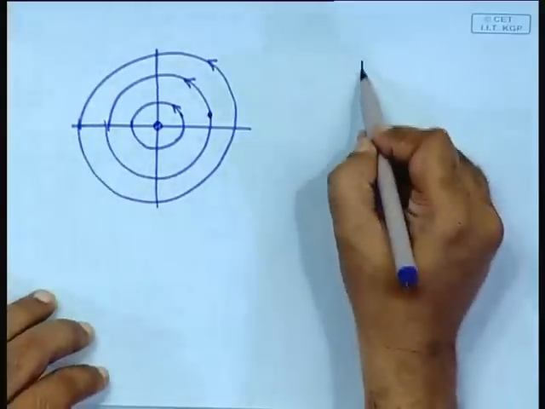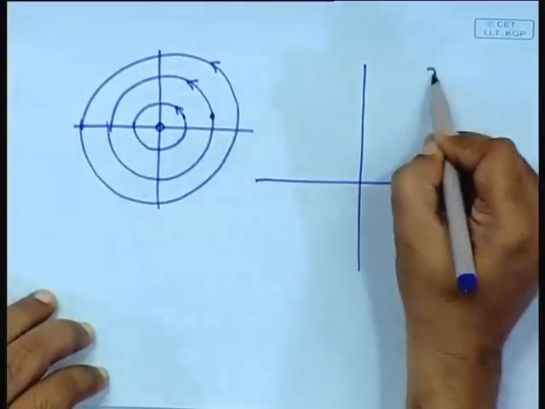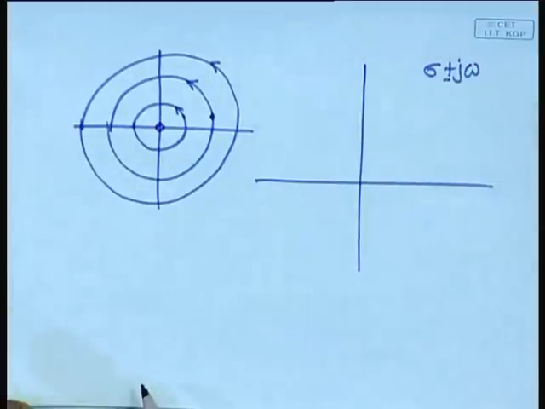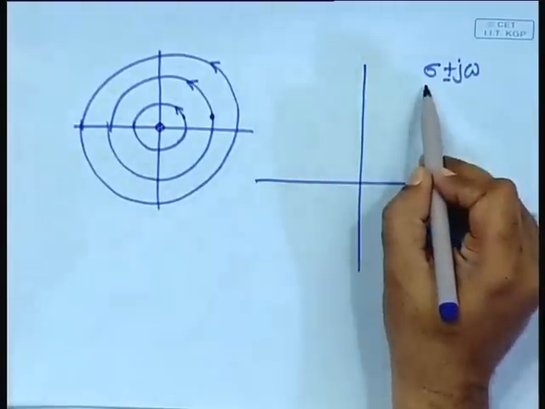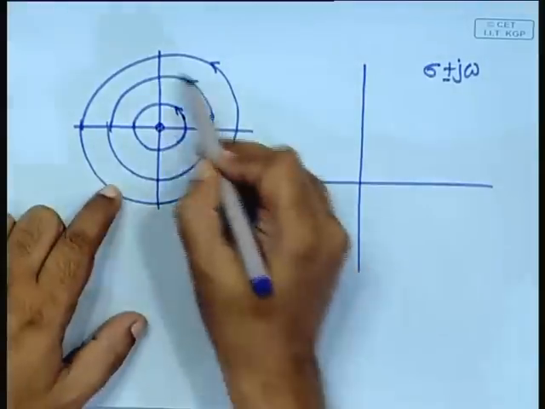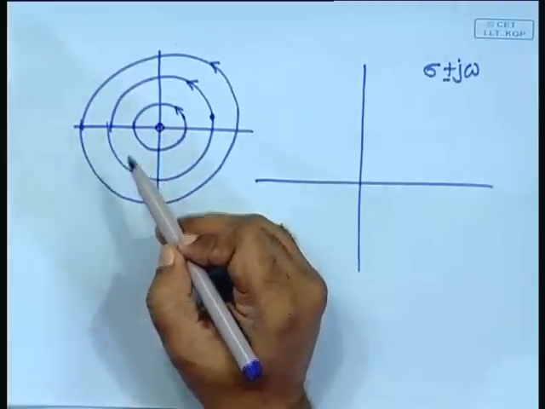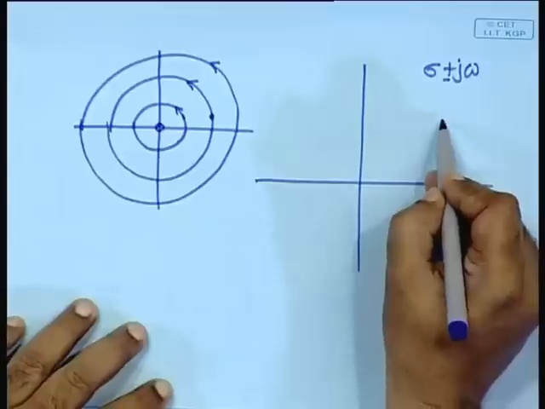Now, if you have sigma plus or minus j omega, then the behavior will depend on the sigma. Say it is a negative value, then yes, it will spiral towards the center. It will actually go like this.